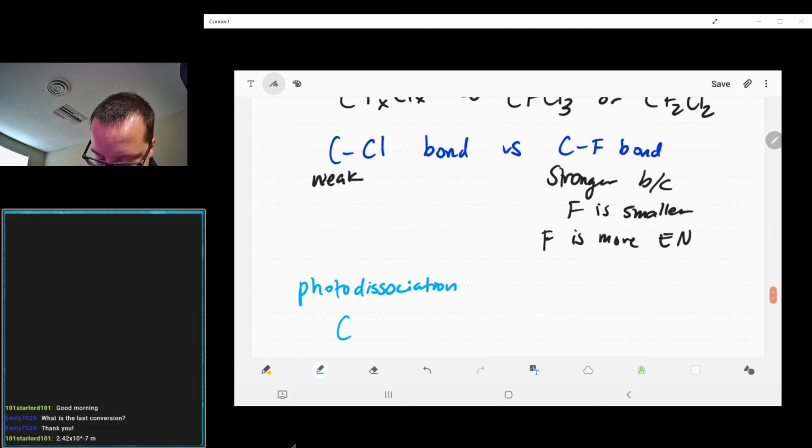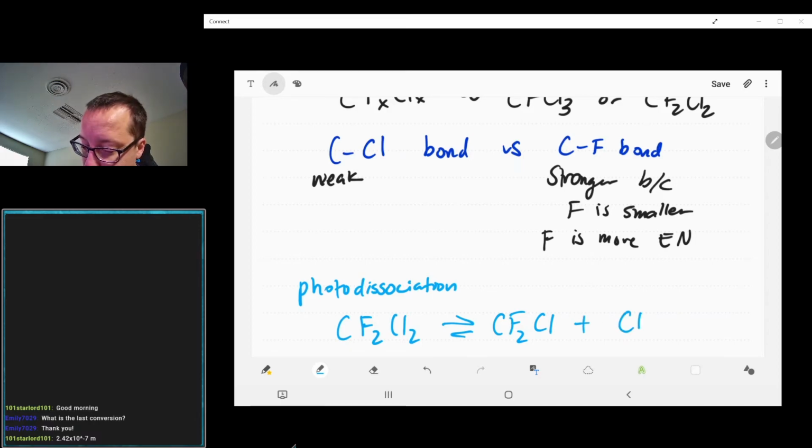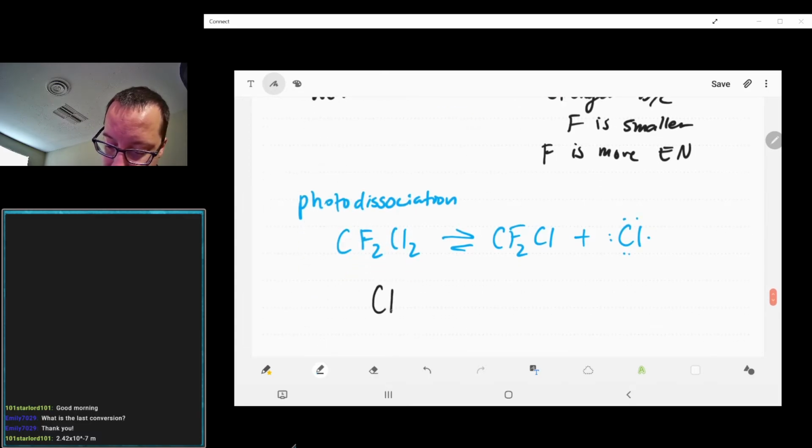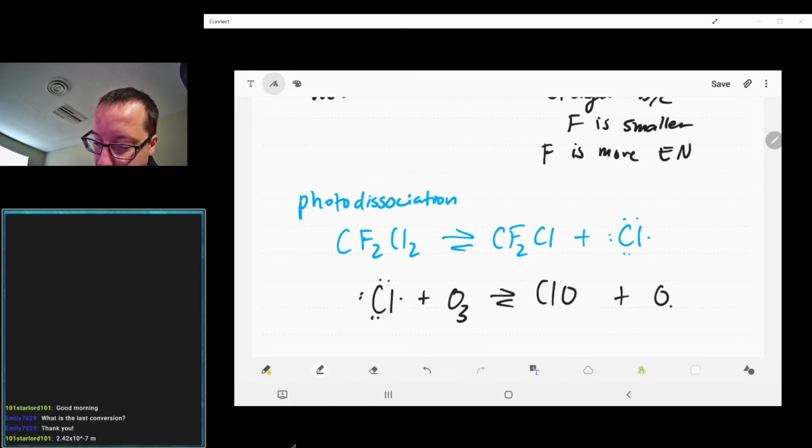we are going to end up breaking some of those chlorine-carbon bonds, where we end up with our chlorine radicals. And as we talked about in the kinetics chapter, this very happily will react with an ozone molecule to create chlorine monoxide and oxygen gas. Not a good thing.